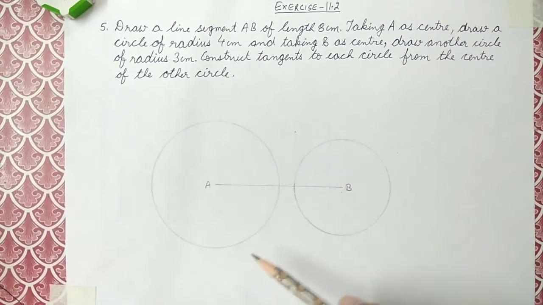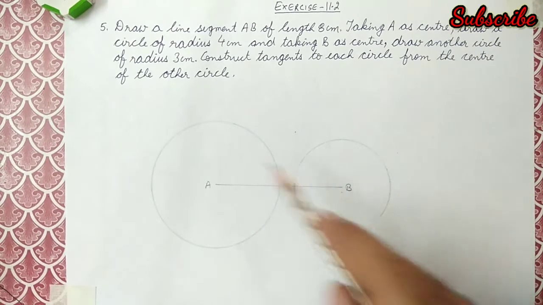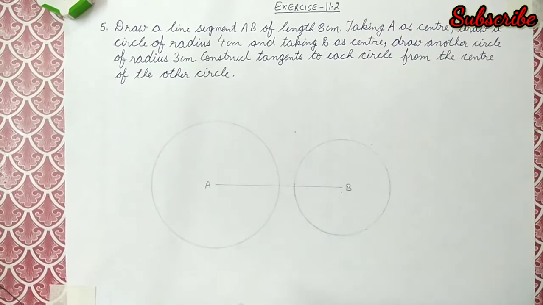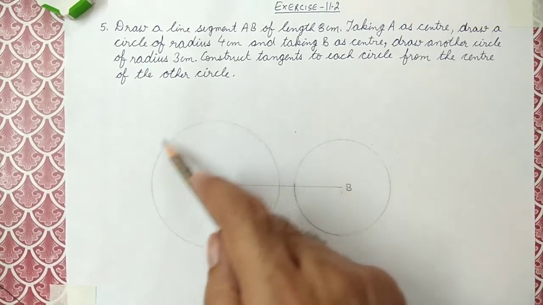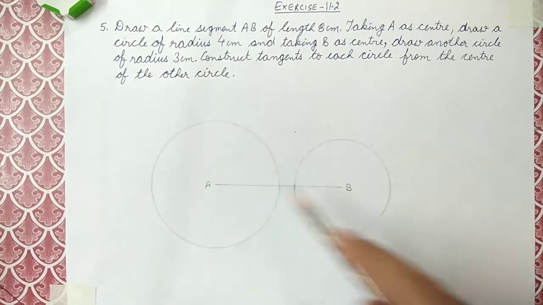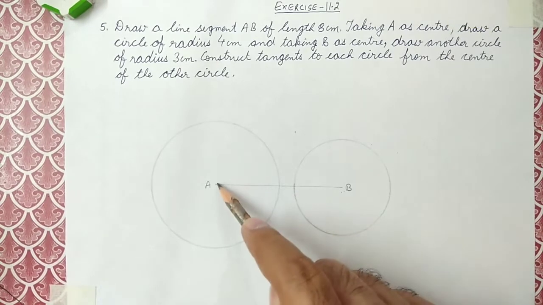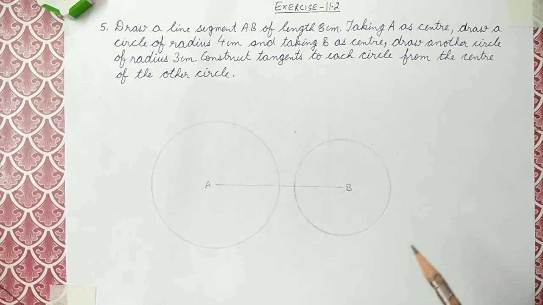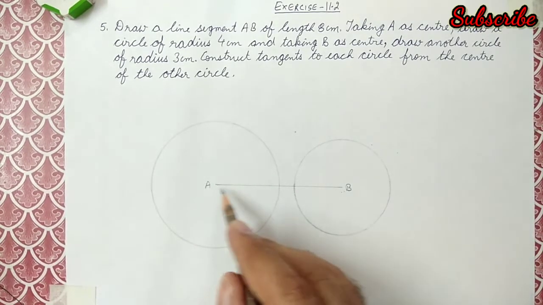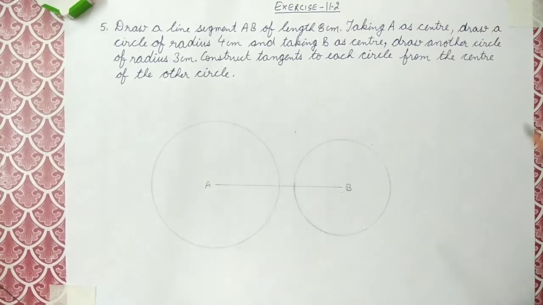In the end they say we have to draw tangents to each circle from the center of the other circle. It means if I have to draw the tangents to this circle, I have to draw from this point. If I have to draw tangents to this circle, then I have to draw from this point. In both cases, the first step would be to make the perpendicular bisector of AB. So let's make the perpendicular bisector of AB first.